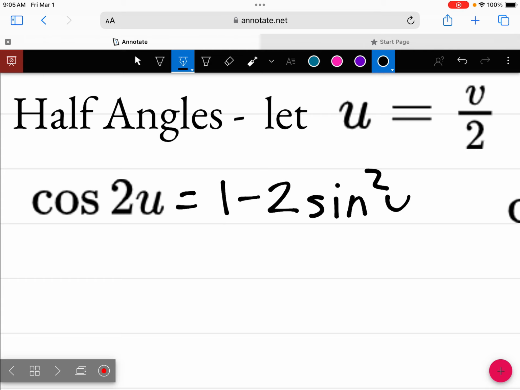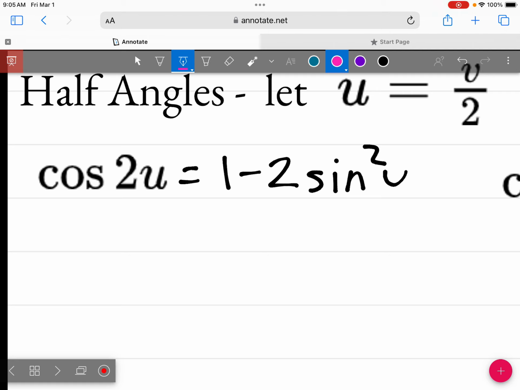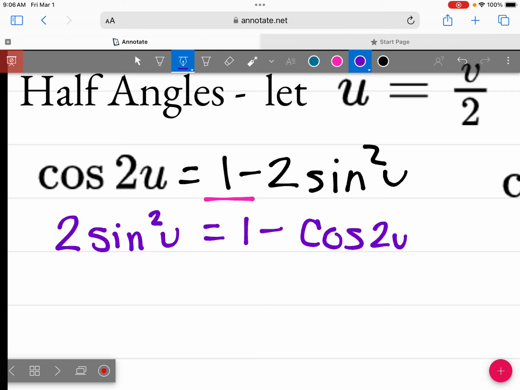And so what we're going to do is solve this for sine. I want to get sine by itself. So if I want sine by itself, I need to get the 1 and the minus sign away. So I'm going to add 2 sine squared u to both sides and subtract cosine 2u. 2 sine squared u equals 1 minus cosine 2u. I'm just switching their spots because I want my sine to be positive.